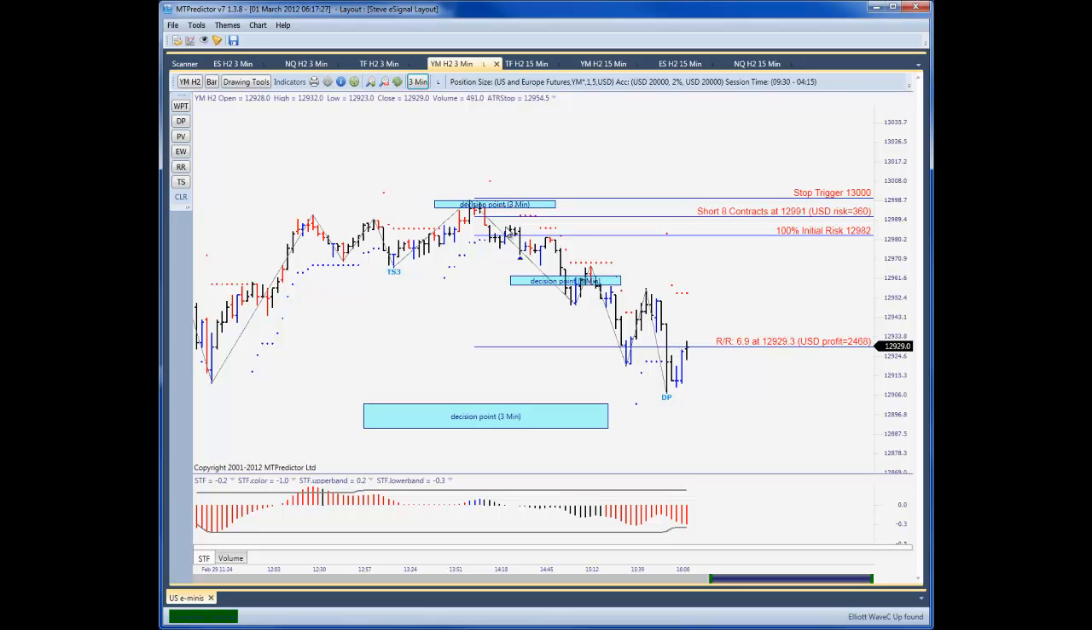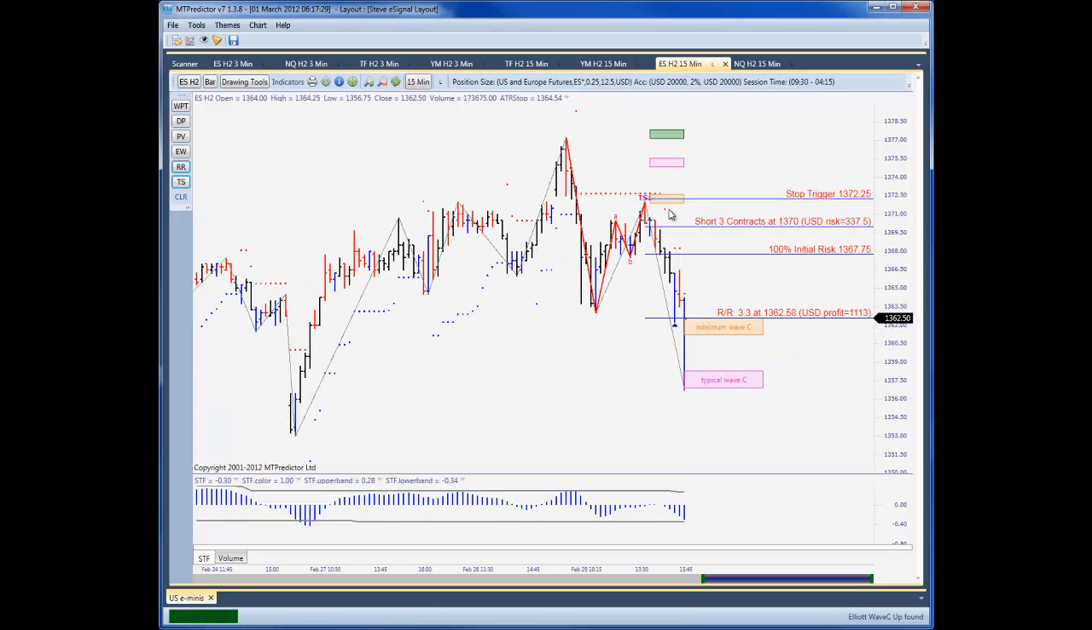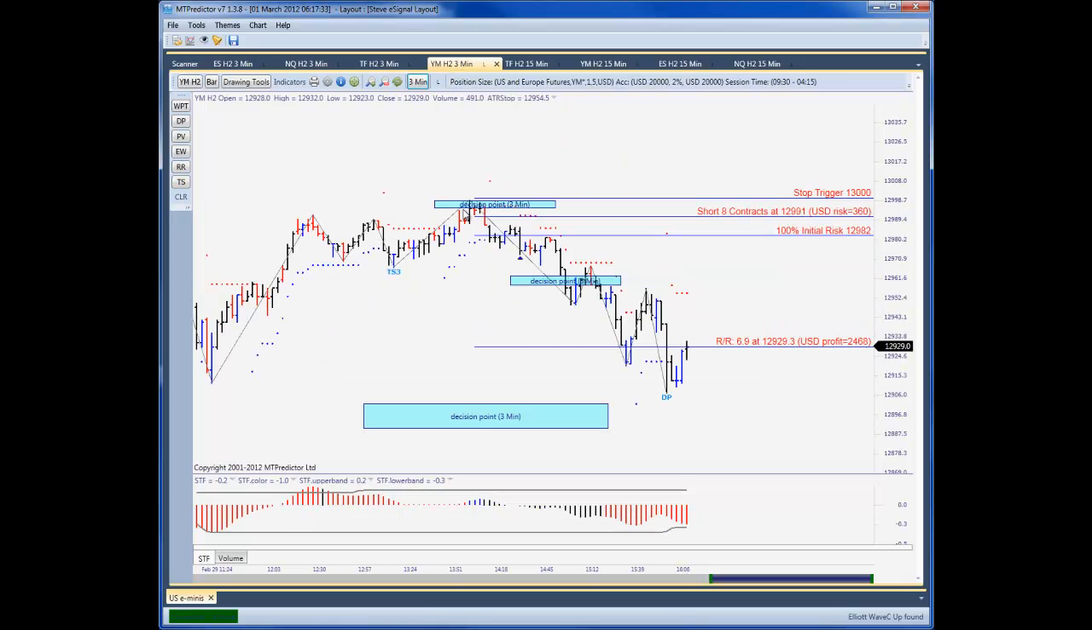So a good example here of using the 15-minute charts to gauge your larger degree trend direction, and then coming in on some advanced trade setups on your 3-minute charts to then get a very nice short trade as the markets fell off into the close yesterday.